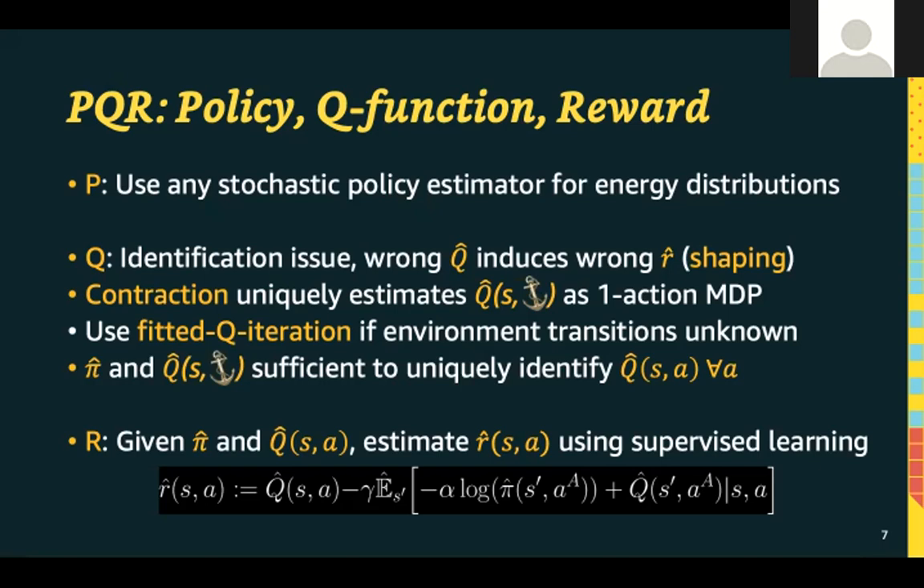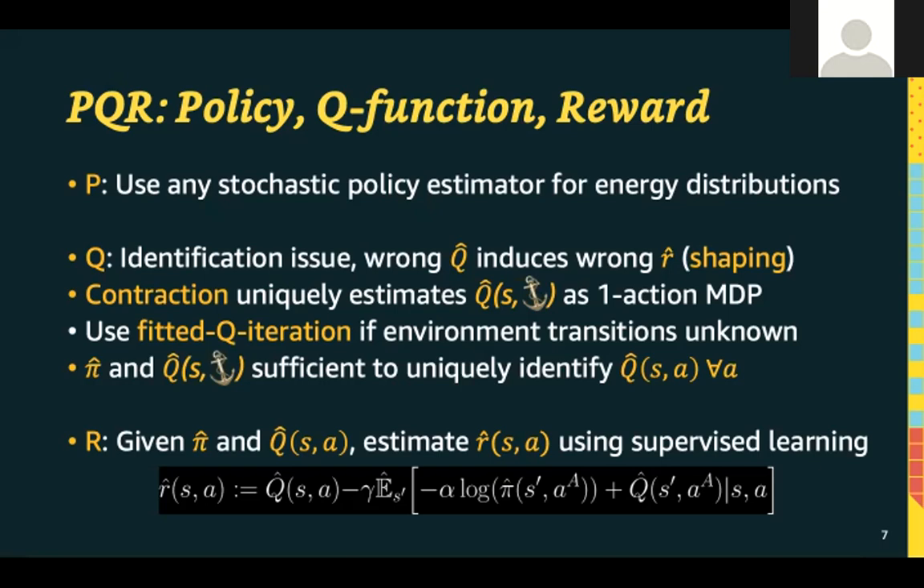Not just for the anchor action, right? For any state action tuple, we're now able to identify a proper Q function without shaping. The final step is, using the policy and Q function estimate, we can recover the reward using supervised learning, right?